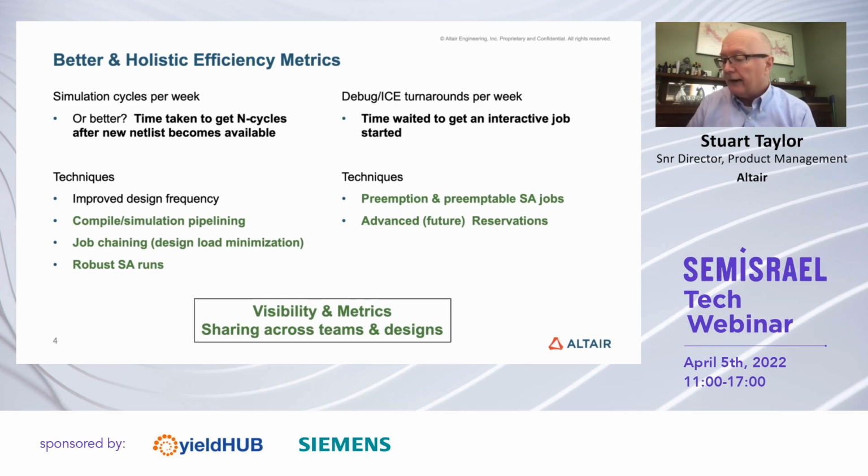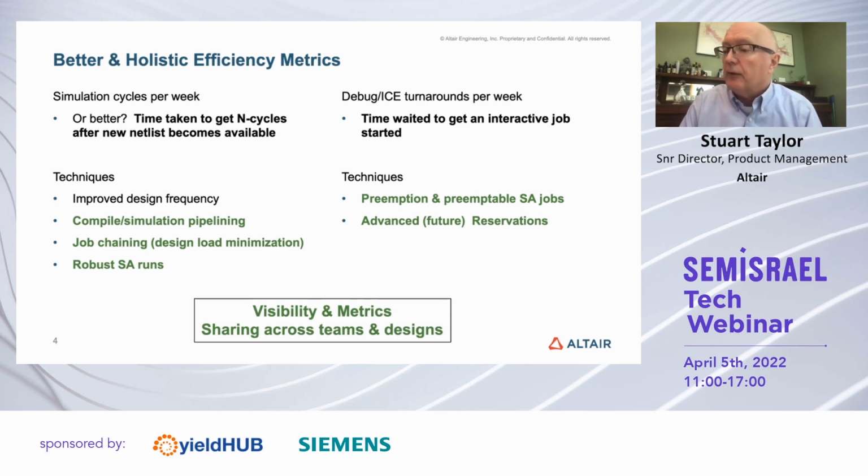Turning to interactive or ICE jobs, one of the challenges of focusing on SA is that it's difficult to get an interactive job started quickly. So our second metric is time waiting to get an interactive job started. Some of the techniques that we have for this are preemption. And there's also an idea of a reservation for named resources at some point in the future.